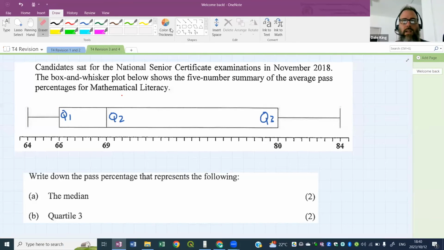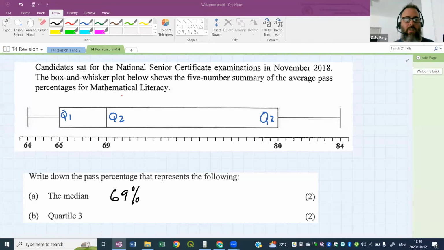Just write it down. There we go. All right. So it's 69%. Now, you get 2 free marks if you understand what a box and whisker plot is and you understand where the median is. It's free marks, money in the bank.